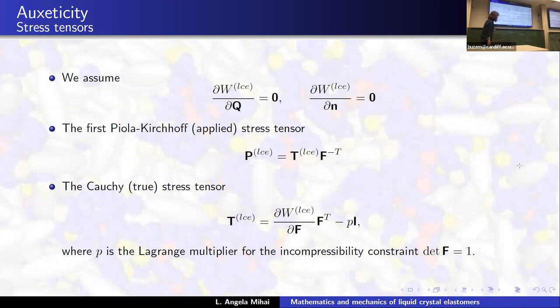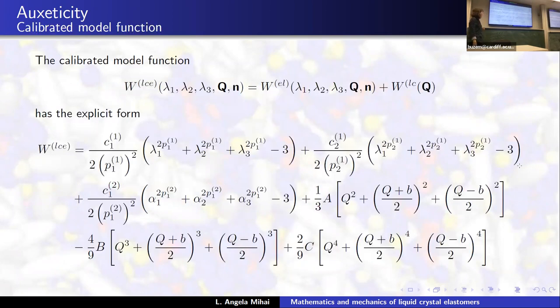How do we calculate stresses? The Cauchy stress has the usual form: the derivative of W with respect to the deformation gradient multiplied by the transpose of the deformation gradient, and because we are in an incompressible situation, we also have the Lagrange multiplier P associated with incompressibility. Then the first Piola-Kirchhoff stress is obtained from the Cauchy stress multiplied by the minus transpose of the deformation gradient. So this is the general form. This is not new to people who are familiar with the theory of rubber elasticity.